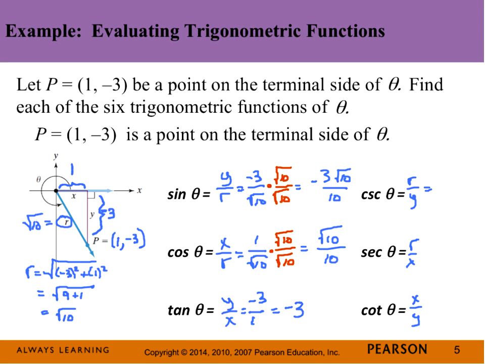R over y is the square root of 10 over -3, so we just write that as negative square root 10 over 3. R over x, square root of 10 over 1, is just the square root of 10. And x over y, we have 1 over negative 3, which we call negative 1/3.